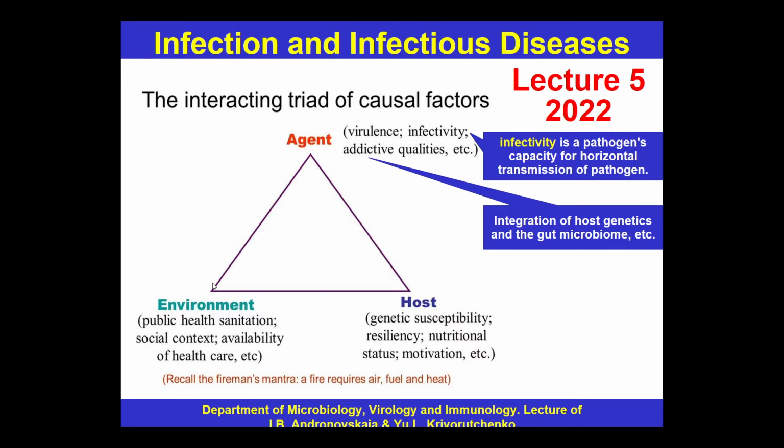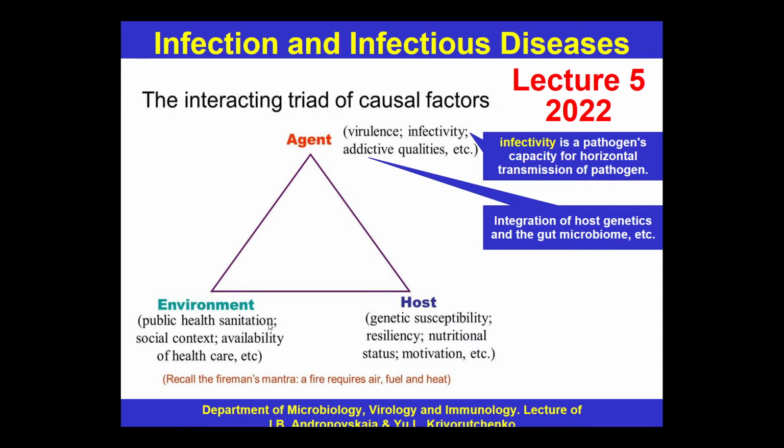And the third element of this triangle is the environment. The agent microbe interacts with the host in a certain environment, and some environmental characteristics are very important to understand what the infectious disease is and whether this disease will develop or not. Among environmental factors are public health, sanitation, social context, availability of healthcare, and so on.